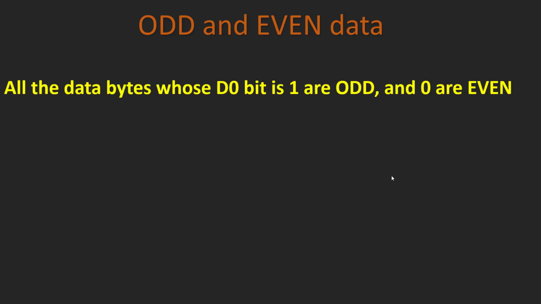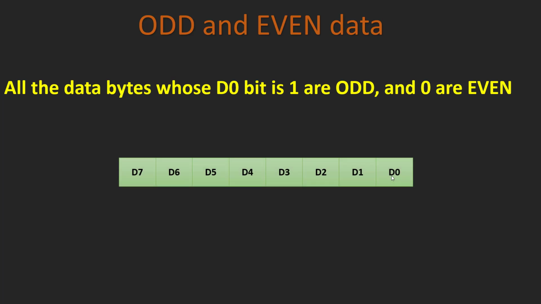Now how do we know whether the number is odd or even? If this is the data byte we are having from D0 to D7, the 8-bit data, then this D0 bit decides whether the number is odd or even. If D0 is 0, the number is even, and if this bit is 1, the number is odd. Now how do we know this?